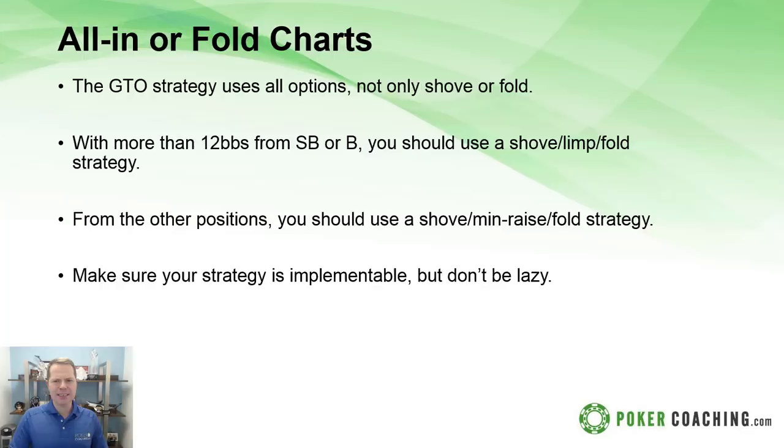It is very important to realize that in all-in or fold charts, the only options they give you are to shove or fold. And whenever you have 12 big blinds or more from the small blind or the button, you should definitely be using a limp shove or fold strategy. You have other options. You may opt instead to use a min raise, a shove, or a fold strategy, which is also fine, especially from the button. From the other positions, you should be using the shove, min raise, fold strategy.